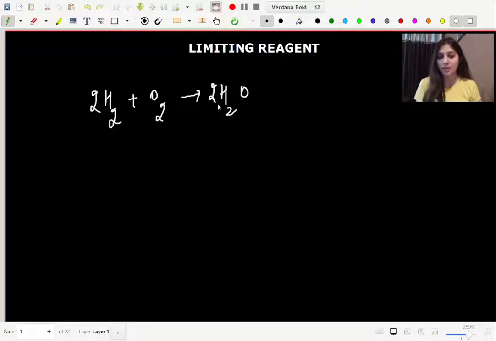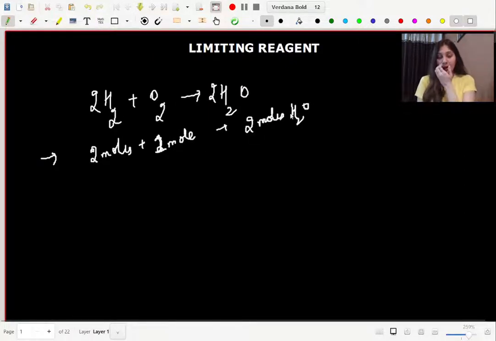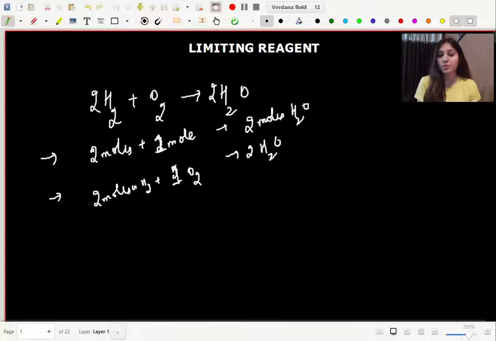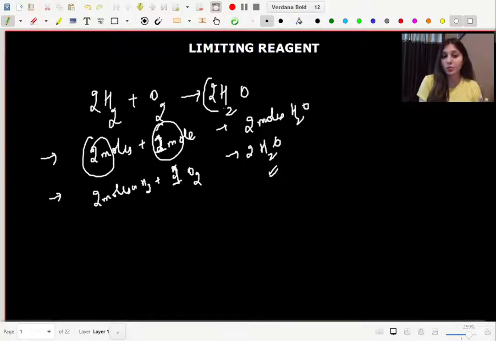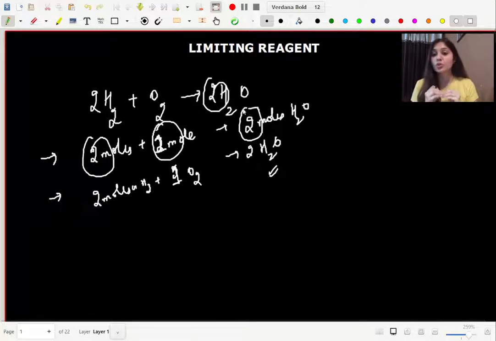Now how do I read this reaction? I can read it as 2 moles of H2 combined with one single mole of O2 to form 2 moles of water, right? I can read this equation in the form of moles, or I can also read it in the form of molecules: 2 molecules of H2 combined with 1 molecule of O2 to form 2 molecules of H2O. Is that correct? So this number 2 here, number 1 here and number 2 here is nothing but the stoichiometry of the reaction.